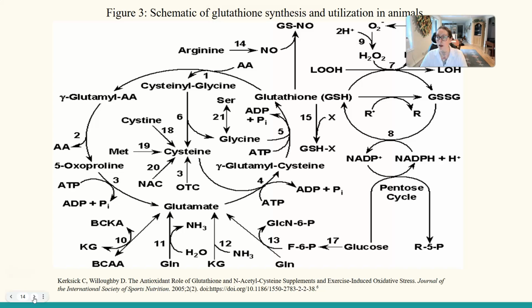Here is a schematic of glutathione synthesis and utilization in animals. It is fairly complicated, but I think it gives a decent idea of just how this process works. This schematic looks very similar to many of the schematics that we have been studying throughout this course, including fatty acid synthesis and the utilization of glucose for cellular respiration.